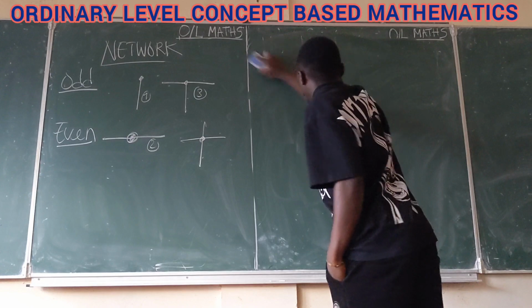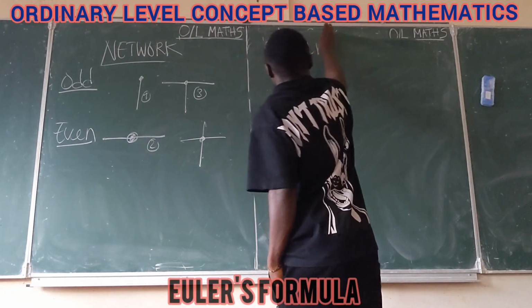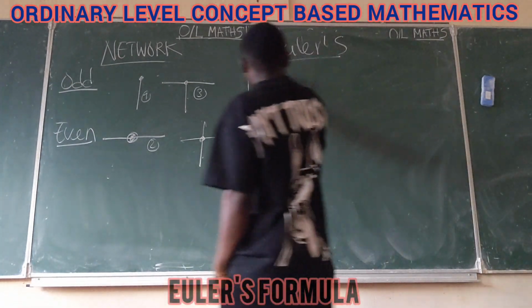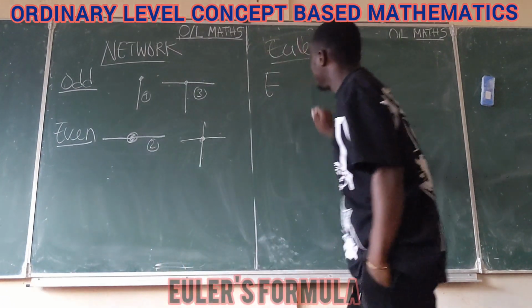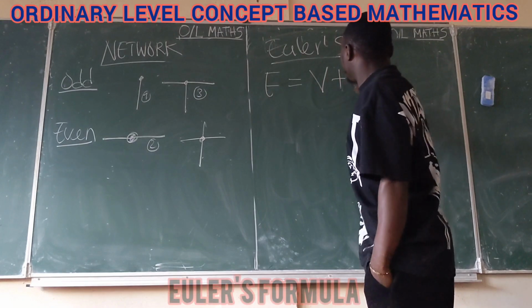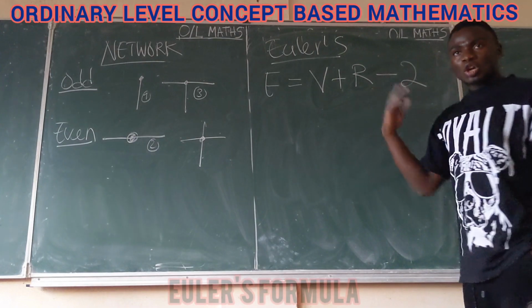At this point, I want to look at what we call Euler's formula. The Euler's formula simply says that the number of edges of every network is always equal to the number of vertices plus the number of regions minus a certain constant, which is 2. What is the application of this formula?